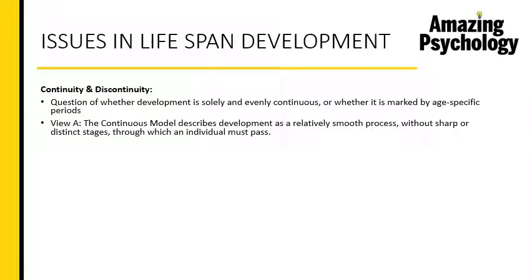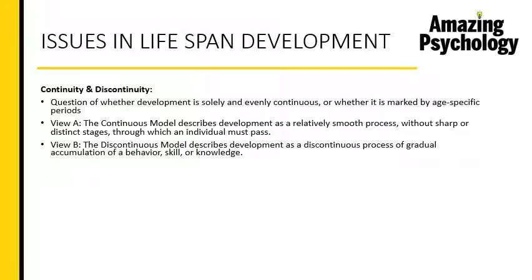Now, the people with the first view, which is the continuous model view, describe that development is a very smooth process. There are no sharp or distinct stages within them, and the individual passes through all these stages in a very smooth manner. But people who advocate the discontinuity model, they describe development as a discontinuous process of gradual accumulation of behavioral skill or knowledge.